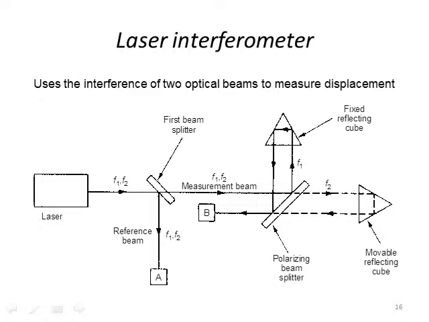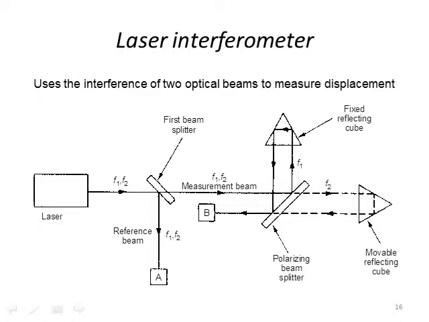And essentially the moving entity is on the right. It's this mirror, so you have this movable reflecting cube that's going to be attached to whatever entity is moving. So this one is moving right and left a certain distance. The system consists of a laser that generates two laser beams that are separated by a certain frequency. The laser beam is split into two pieces. We have a reference beam, F1 and F2, and the detector A.